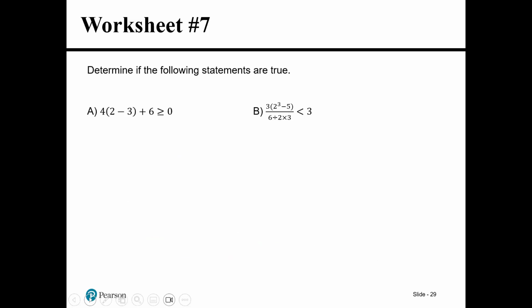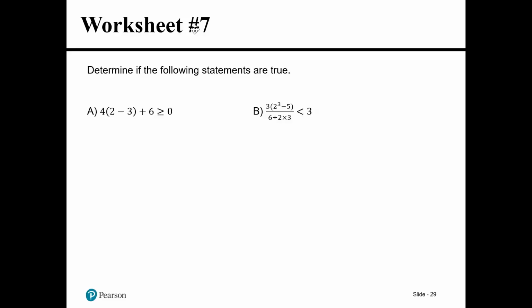Now it gets a little more complicated. Determine if the following statements are true. This is closer to what you see in your homework. What we need to do here is we have an expression. We know this represents a single number. We want to know, is this expression actually greater than or equal to 0? Is this expression here actually strictly less than 3? Take a moment and work on those, and then we'll come back.